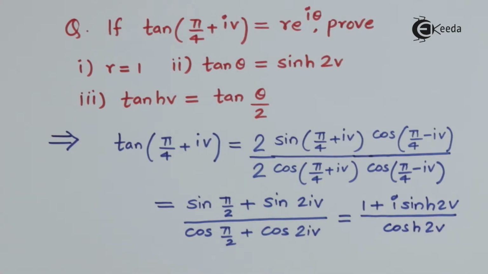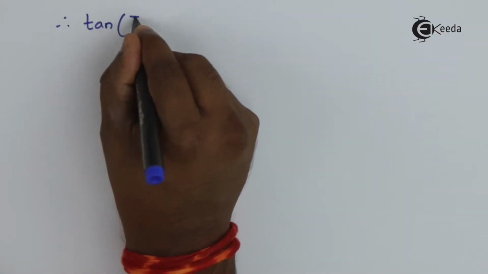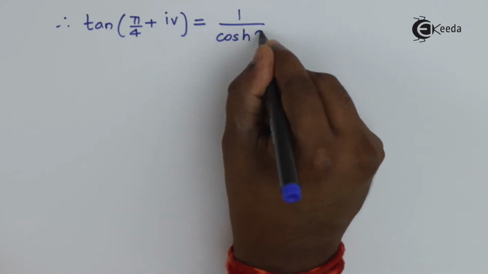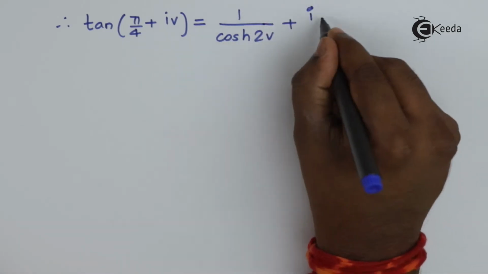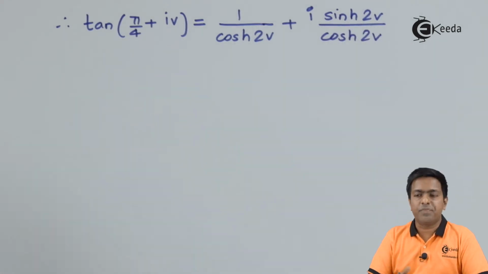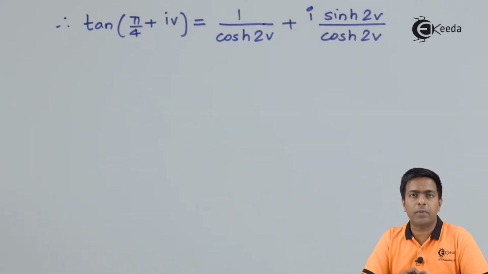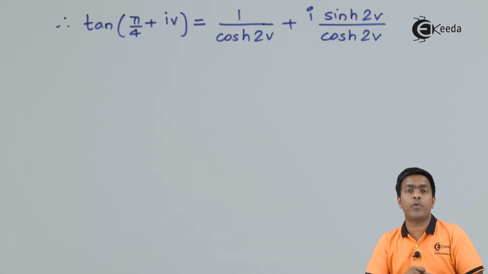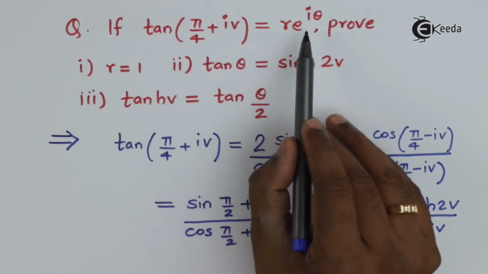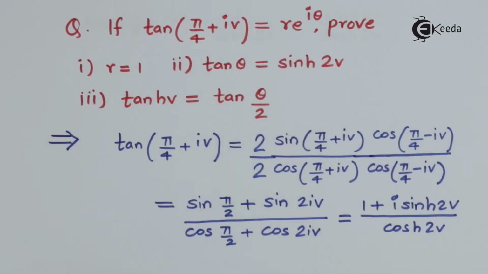Now we'll divide the numerator separately with hyperbolic cos of 2v, so that we'll get the real part and the imaginary part. So guys, here we got the expansion for tan of pi by 4 plus iv. But if you observe the question, then here the value of tan of pi by 4 plus iv is r into e to the power I theta. So we'll put that value over here.